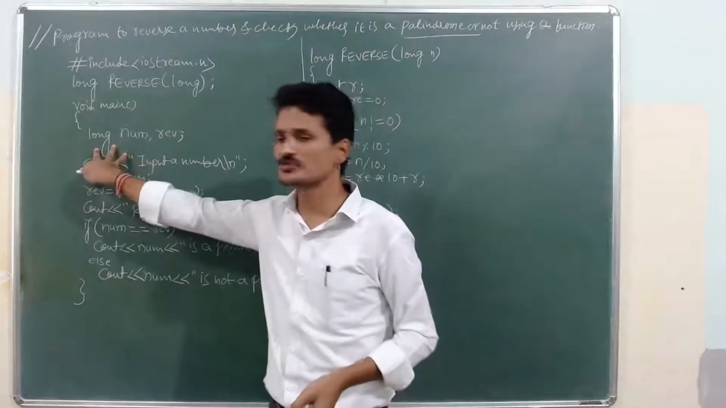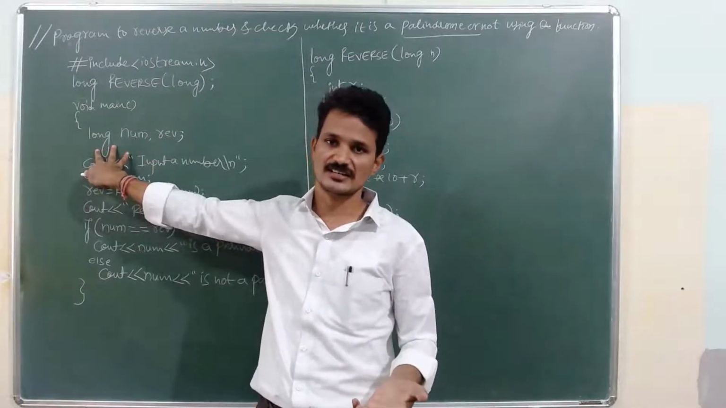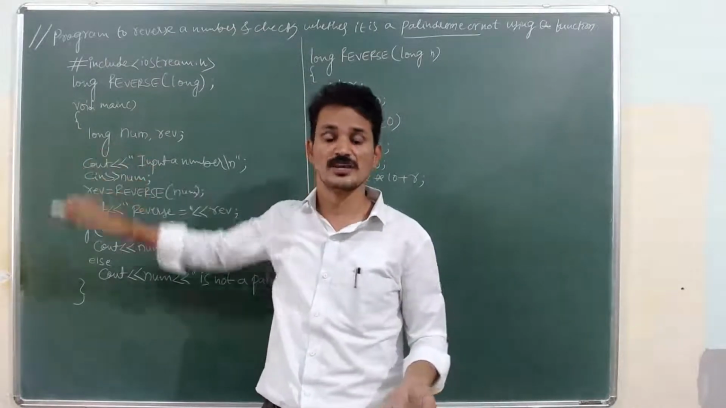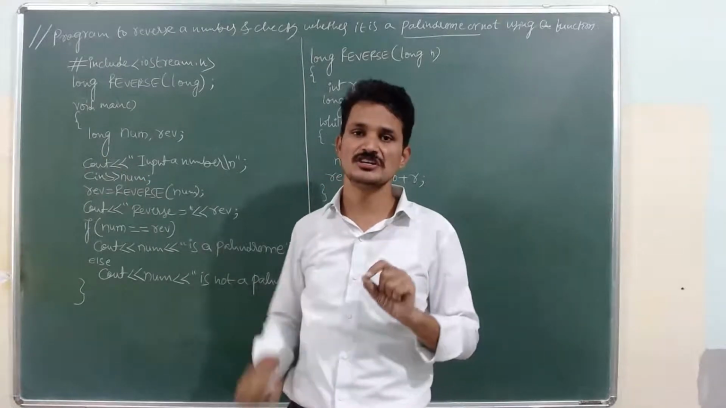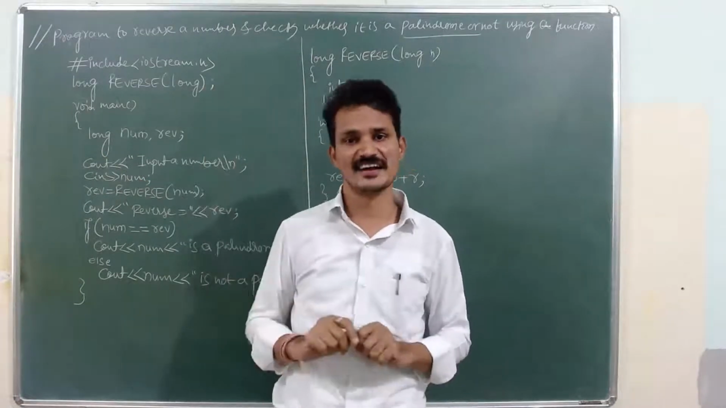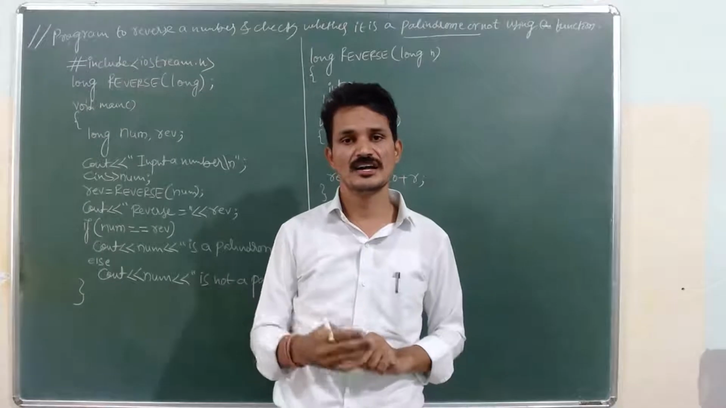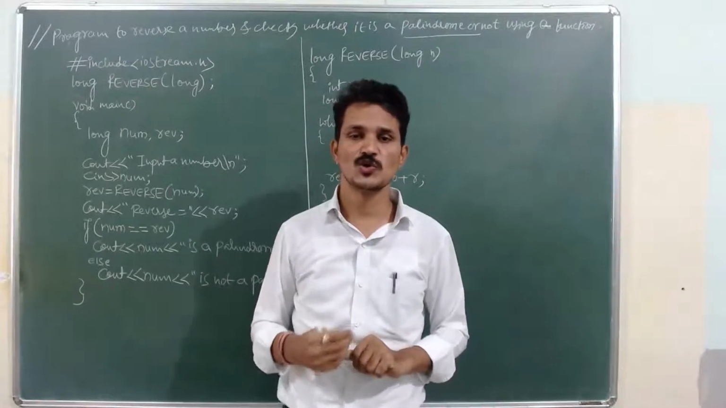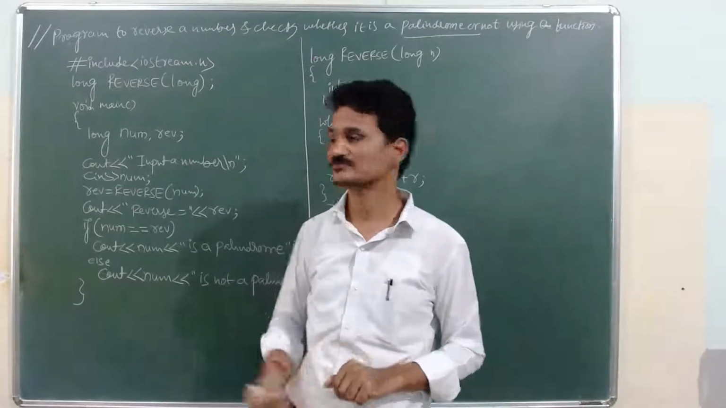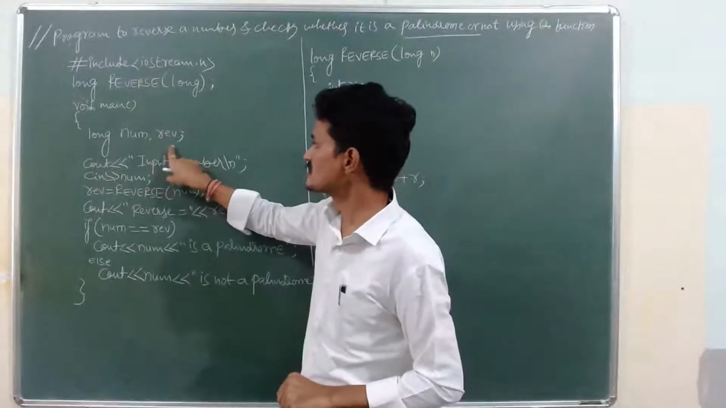If you want, you can write here clrscr, which stands for clear screen function. When you are using the clrscr function, you are supposed to add the corresponding header file, that is hash include within the angular brackets conio.h. Followed? Fine. Two variables declaration is over.